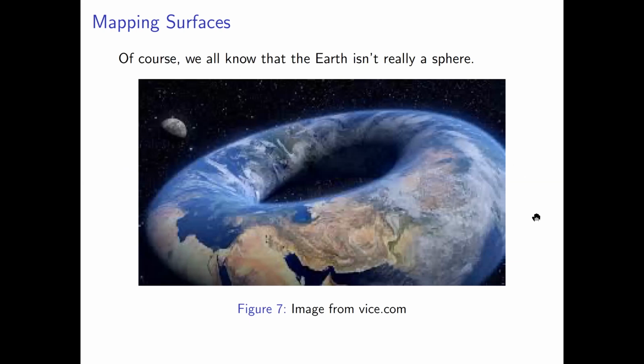Everybody knows the Earth is not really a sphere. The Earth is obviously a torus, right? This is the picture of the Earth, right? Voyager took this 2 weeks ago. And so the question is, because Earth isn't really a sphere, what will be the chromatic number of Earth?